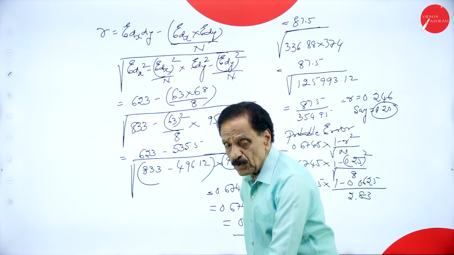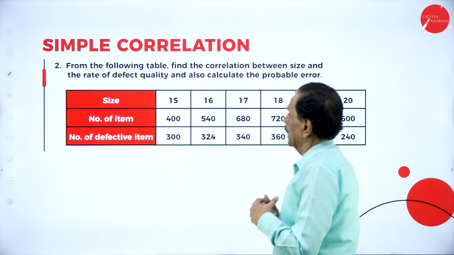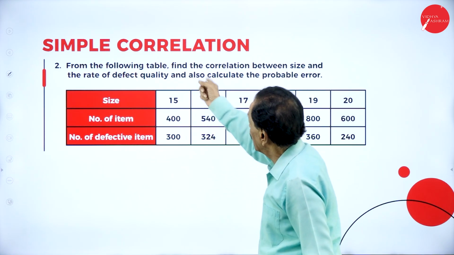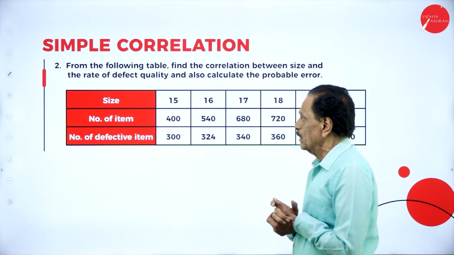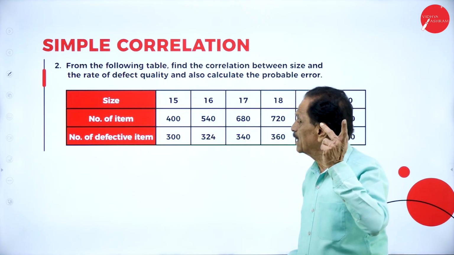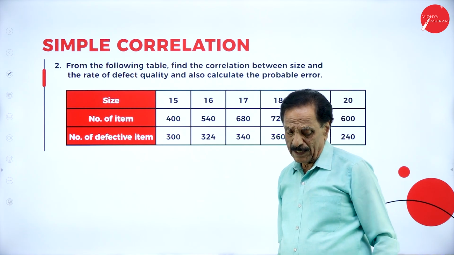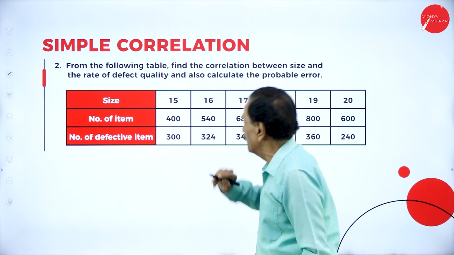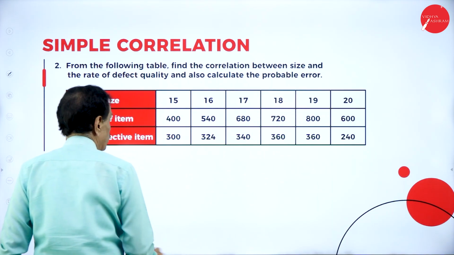Slowly I have gone. So we'll move on to the second problem. See that. From the following table, find the correlation between the size and the rate of defective quality and also calculate the probable error. So size is x. We want two variables, one is x, another is y. X is there, but there is no y. So we have to calculate the y. For every 400 items, there are 300 defective items. So we'll calculate the y now, one by one.